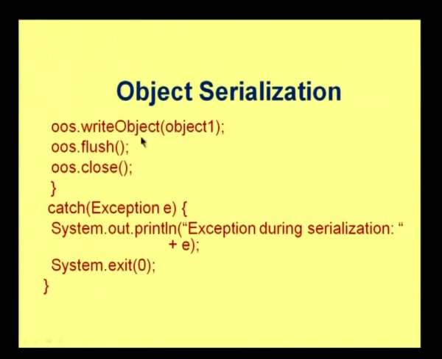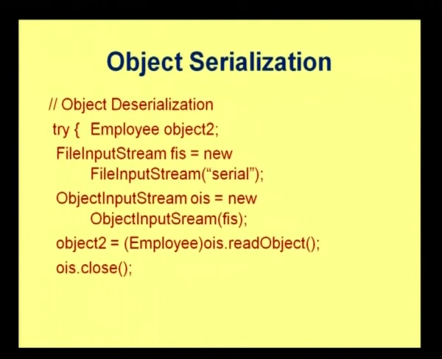So now I am writing writeObject. The writeObject method is available in your stream. So I am giving writeObject and then your object name, and then I am flushing the stream, and then I am closing the stream. So next is your deserialization.